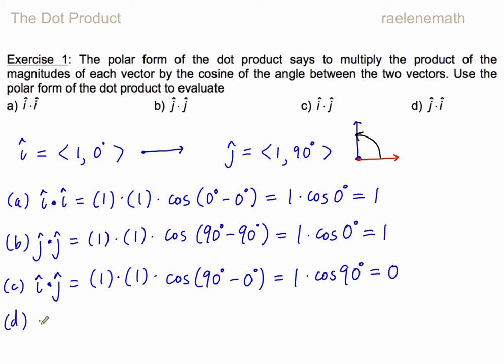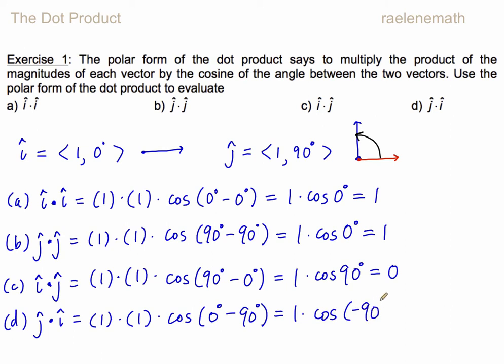In part D, we have the reverse, j hat dot i hat, which is the magnitude of the first times the magnitude of the second times the cosine, this time of 0 degrees minus 90 degrees, which is 1 times the cosine of negative 90 degrees. Cosine has even symmetry, so the cosine of negative 90 degrees is the same as the cosine of 90 degrees. Either way, we get an answer of 0.